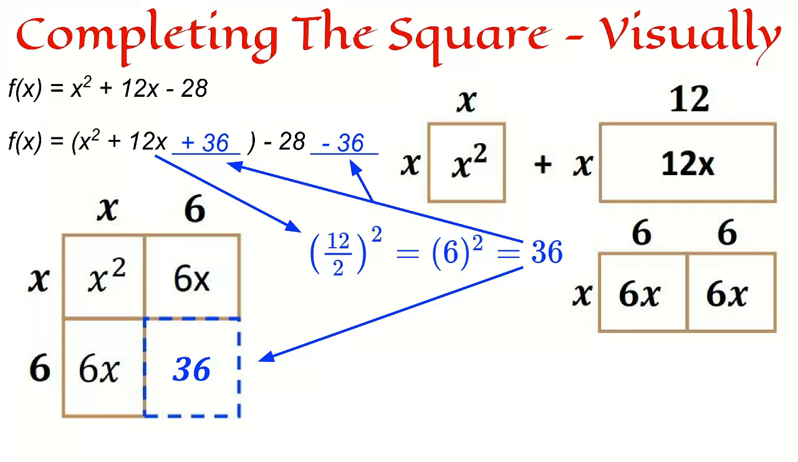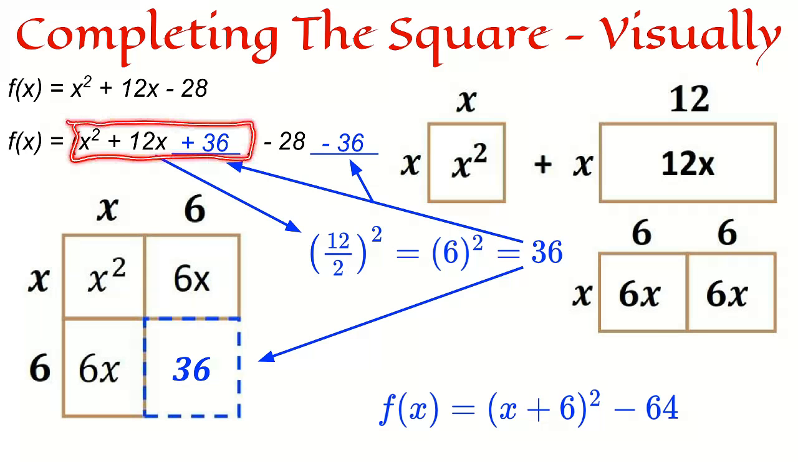So now the next step, remember what we're trying to do is get this in vertex form. We're not there yet, but we're getting close. Because if we factor this, then we get the quantity x plus 6 squared. And that's the nice thing about completing the square. Look, we have this square here. And then negative 28 minus 36 is a negative 64.